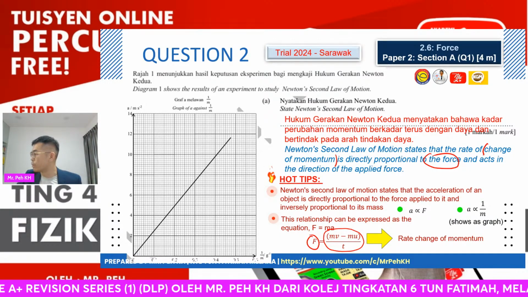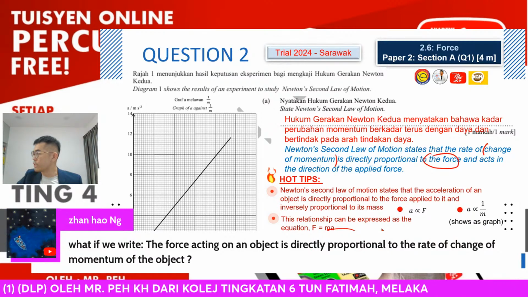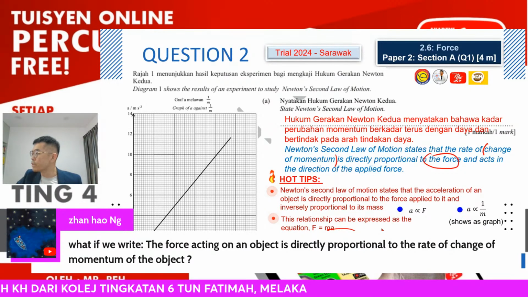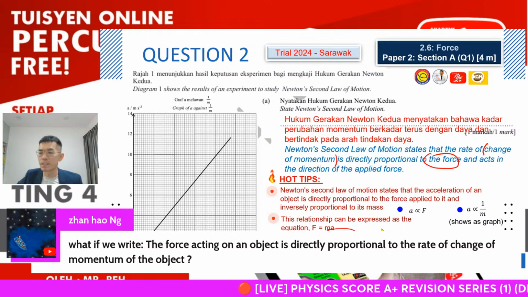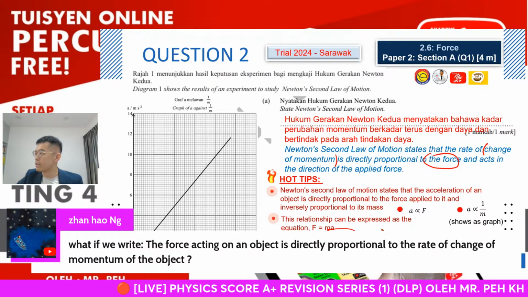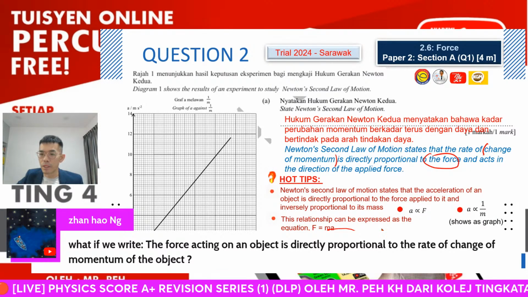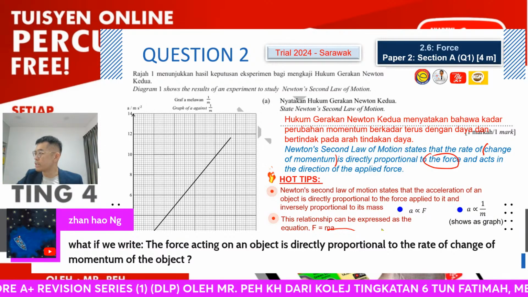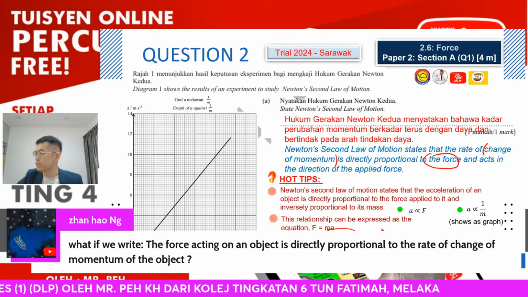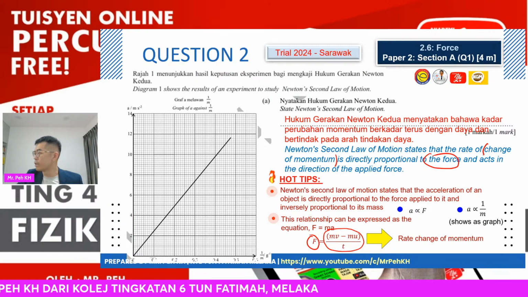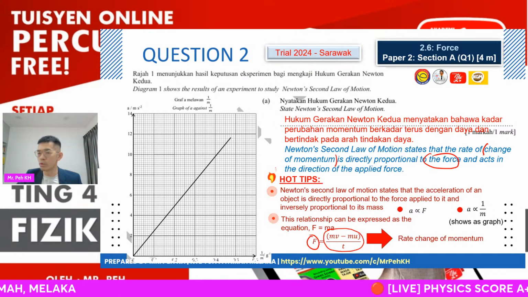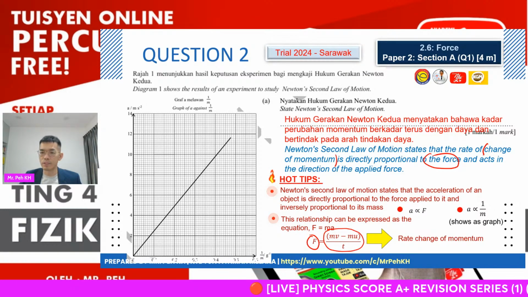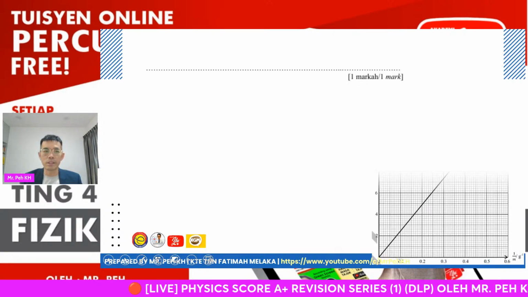Here is an answer from Zhan Hao. The force acting on an object is directly proportional to the rate of change of momentum of the object. Yes, you can give that. You just reverse the definition I gave here. Yes, this is correct. Good answer from Zhan Hao. I hope that other students can also show your answers in the group so that we can discuss together. Thank you to Zhan Hao for showing me your answer. It is accepted.